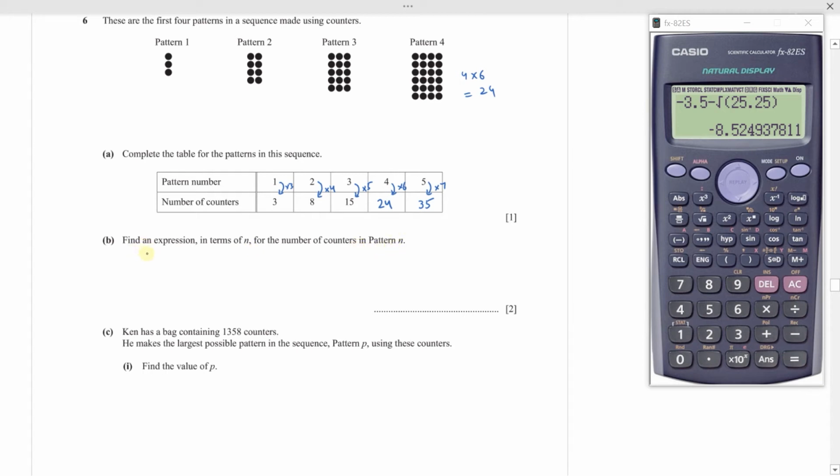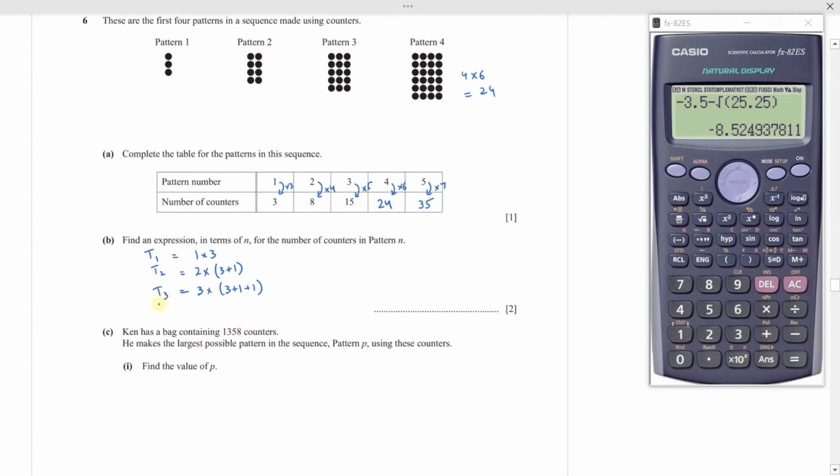So let me call the number of total counters in a pattern t. So t1, the number of counters in pattern 1, is how much? 1 multiplied by 3, which is 3. Then in the second pattern, you have how many counters? 2 multiplied by 4. So 2 multiplied by 3 plus 1. So each time you multiply it by a number that is 1 greater than the previous one that you multiplied with. So for T3, here you multiply 3 with 3 plus 1 and then you add another 1 to get 5 and so on.